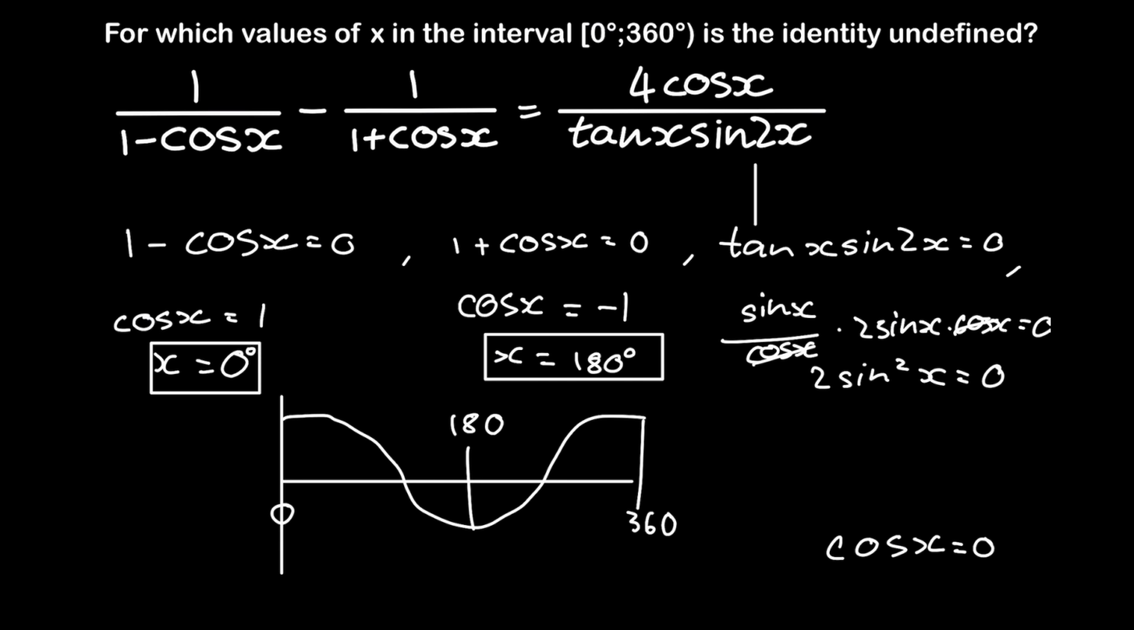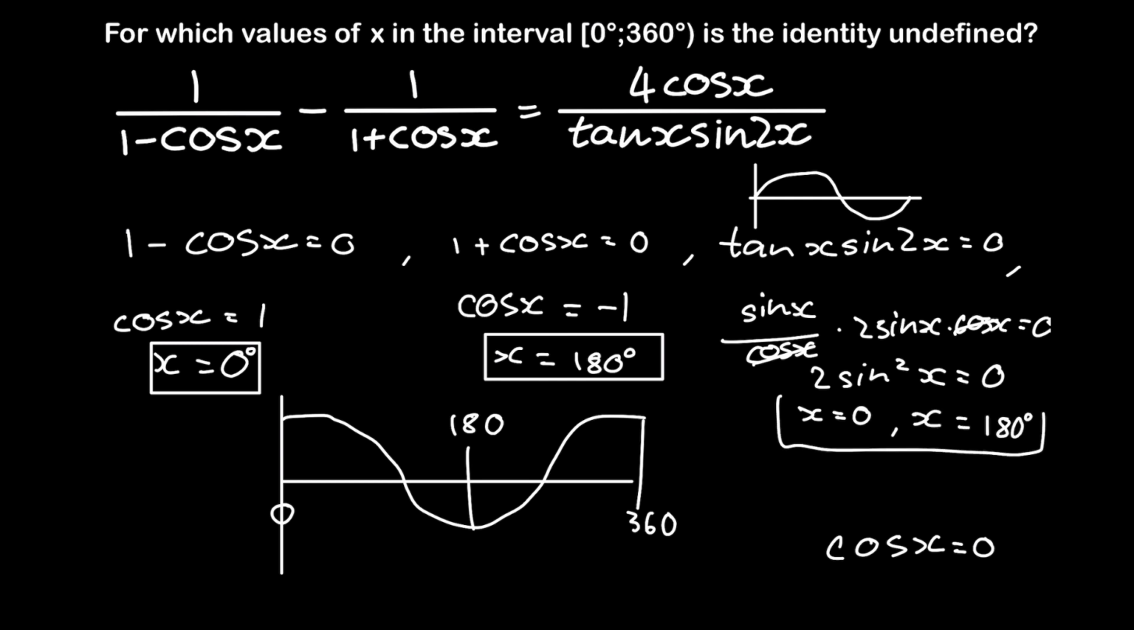and our sine of x graph looks something like this. Essentially, we only need to look for where sine of x equals 0, because we're squaring it, so it makes sense. And sine of x looks like that. So this is equal to 0 at x equal to 0 and at x equal to 180 degrees.